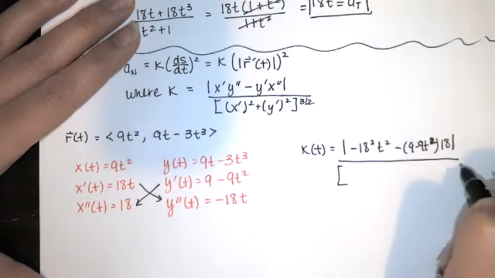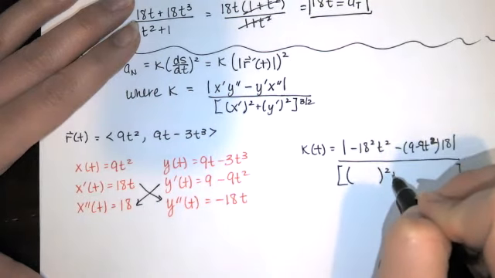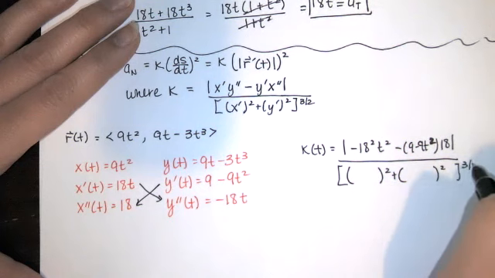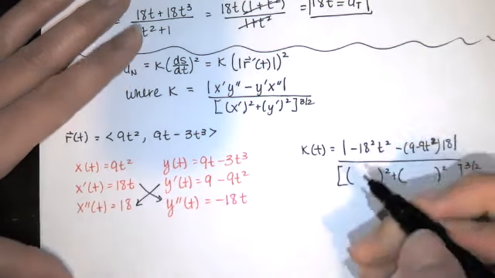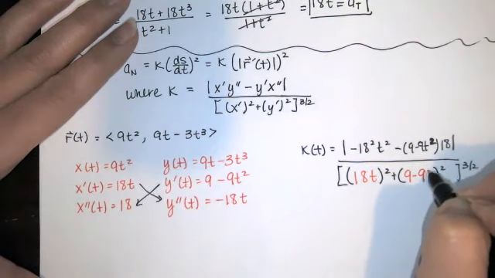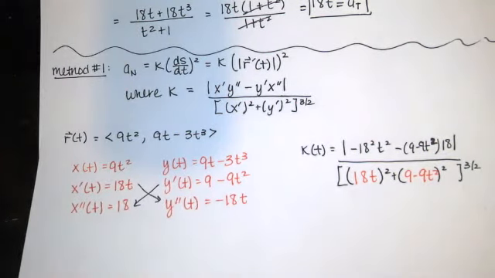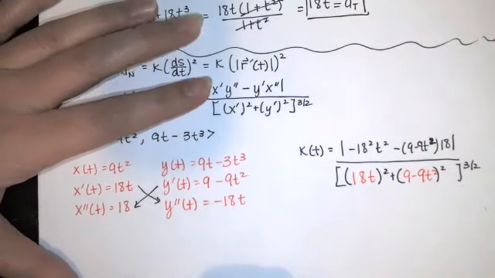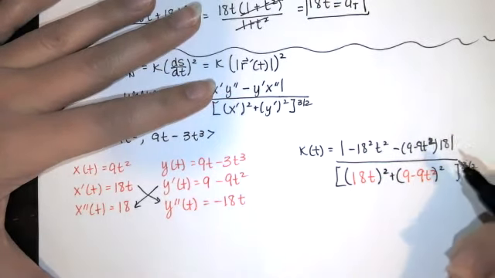And then in the denominator, we've got x prime squared and y prime squared, and we want to raise that to the 3 halves. X prime is 18t, y prime is 9 minus 9t squared. Now let's distribute.